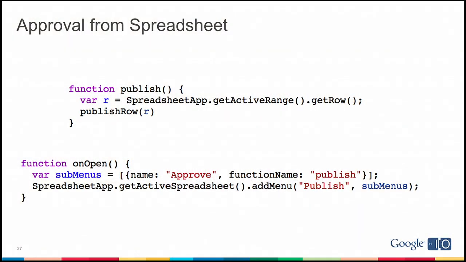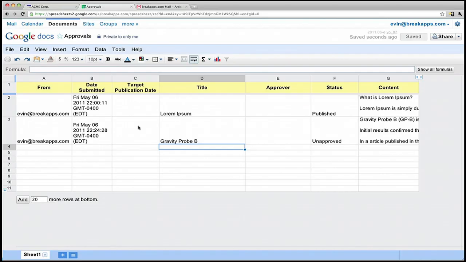So we can add an onOpen function, and this, like doGet, is another one of those special functions inside Apps Script that has a special meaning. Anytime a spreadsheet document is opened, we automatically run this function. So in here, we're just going to add a little bit of code that adds an approval menu onto our control sheet. So let's see that in action.